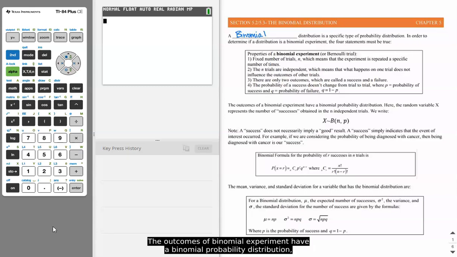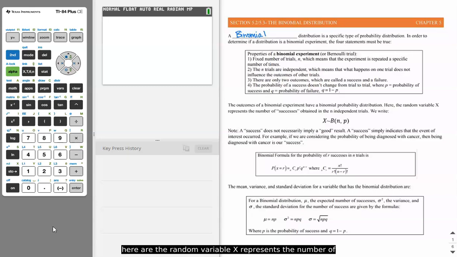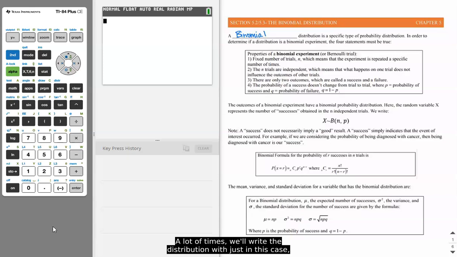So the outcomes of a binomial experiment have a binomial probability distribution. Here the random variable x represents the number of successes obtained in the n independent trials. A lot of times they'll write the distribution with just the number of trials and then the probability. It just says x is distributed as, and it's a capital B for a binomial, and then it tells us some information about it.